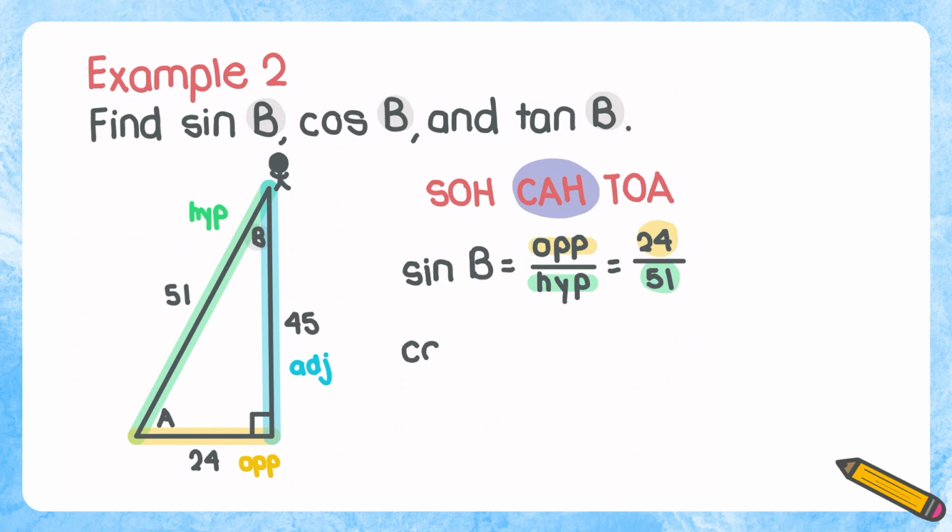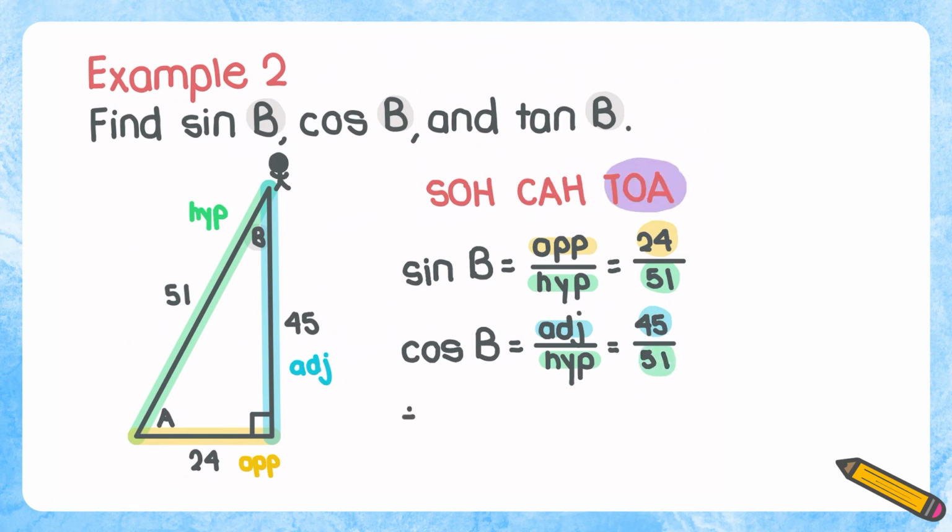Next, let's find cosine of B. Cosine of B equals the adjacent side over the hypotenuse. The adjacent side has a length of 45, and the hypotenuse has a length of 51. So cosine of B equals 45 over 51.